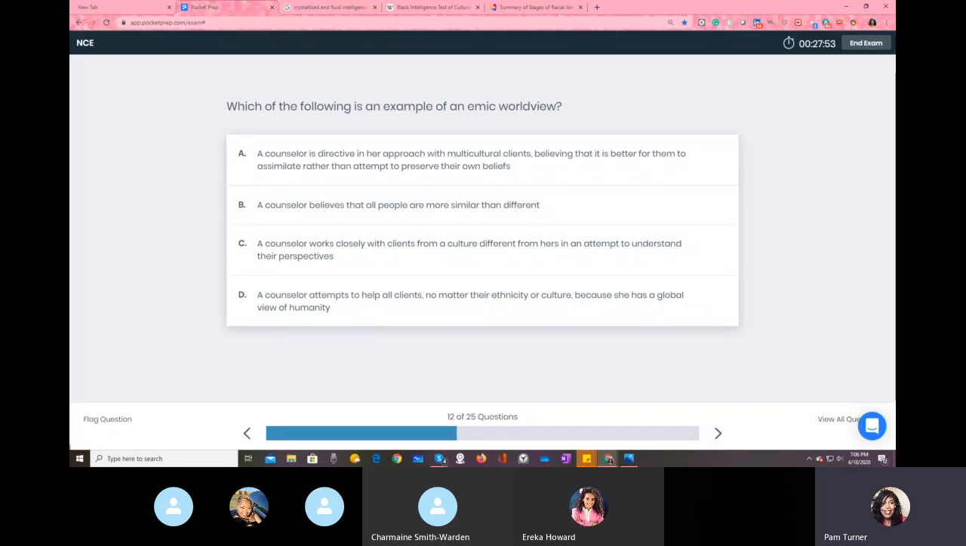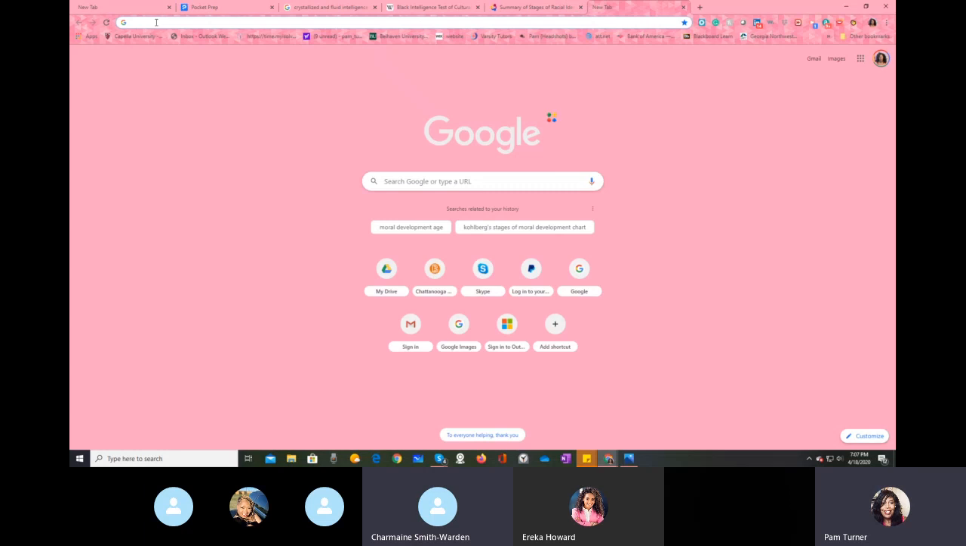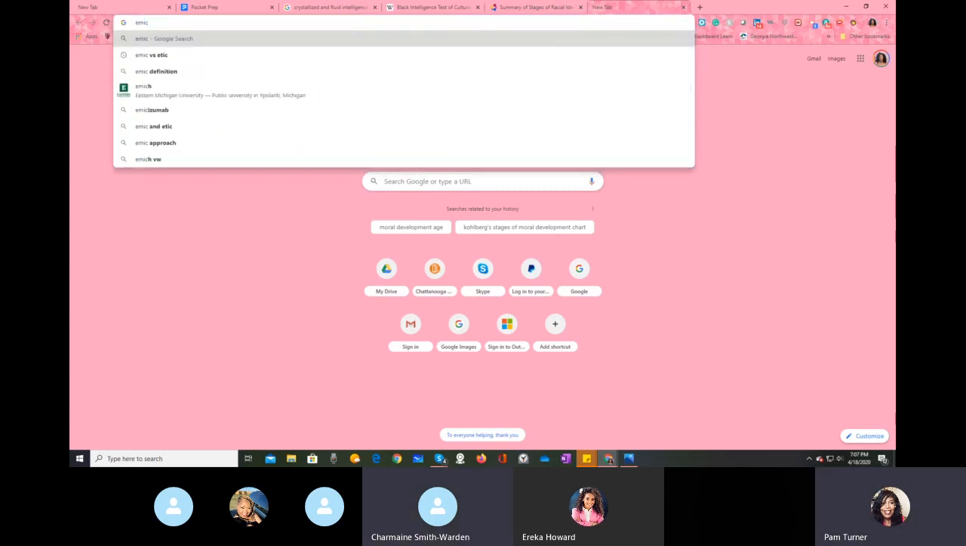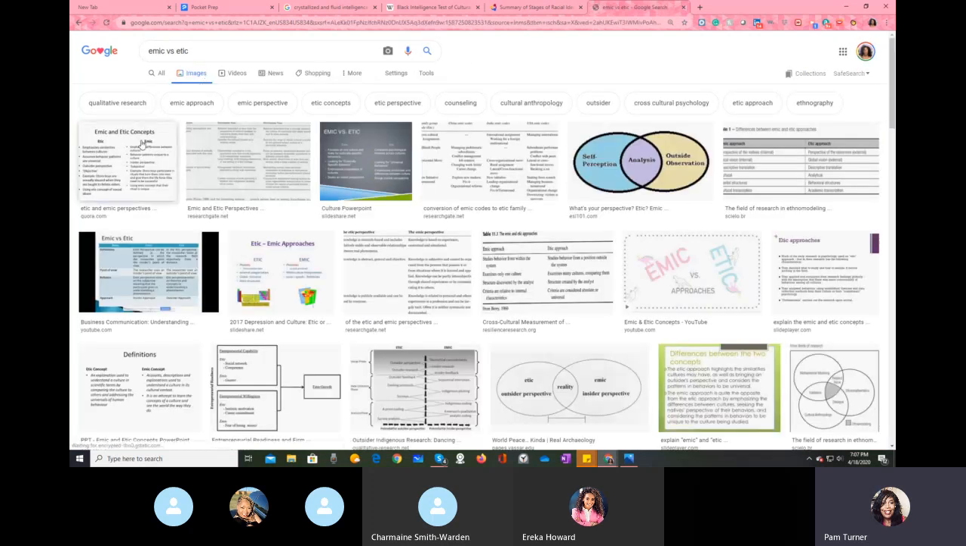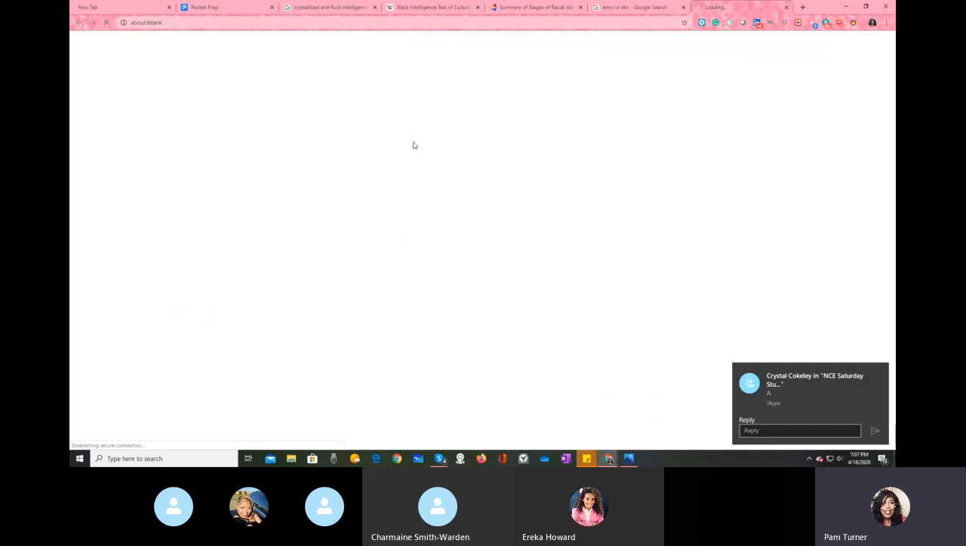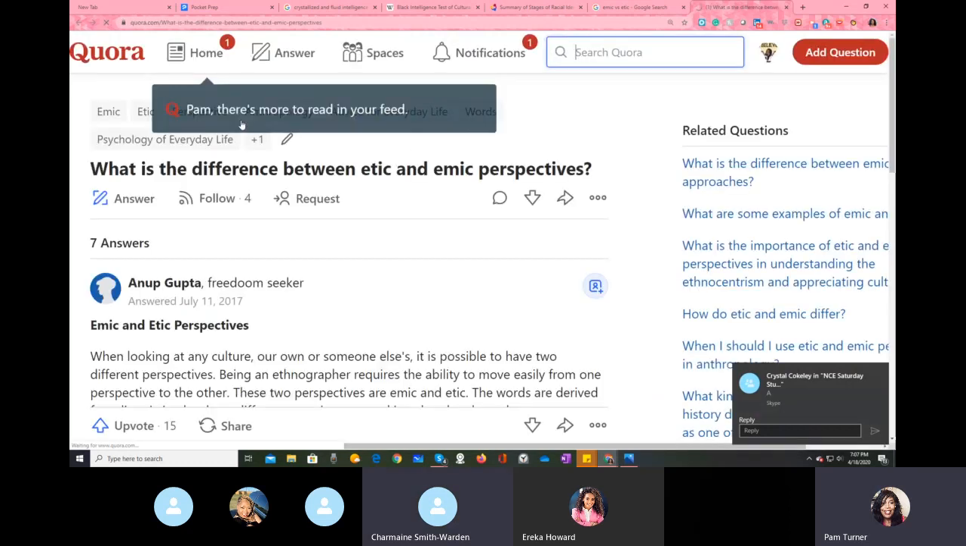Which of the following is an emic worldview? Remember, we have etic and emic. Do you remember the difference between etic and emic? We really want to have an emic viewpoint, not an etic viewpoint. My emic viewpoint suggests that I can look at the world from someone else's viewpoint as opposed to just mine.